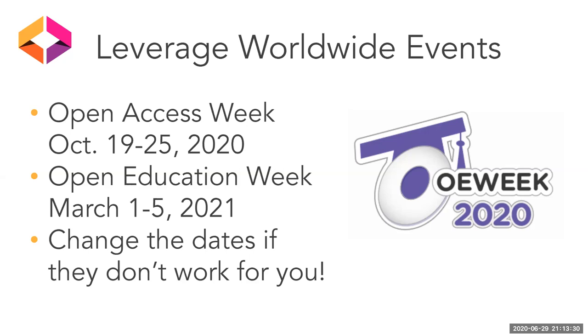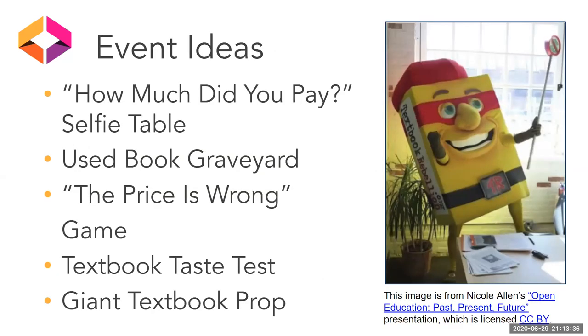The sites for Open Education Week and Open Access Week feature lots of event ideas. The Open Textbook Alliance's Organizing Toolkit for Students also includes event ideas. There's the How Much Did You Pay selfie table. According to the description, this is a great event to hold at the beginning of the term. Have a small dry erase board and ask students to write down how much they spent that term on textbooks. Then take a picture of them holding the board, post the photo on social media. Make sure to include the hashtag textbookbroke and tag the student in the photo.